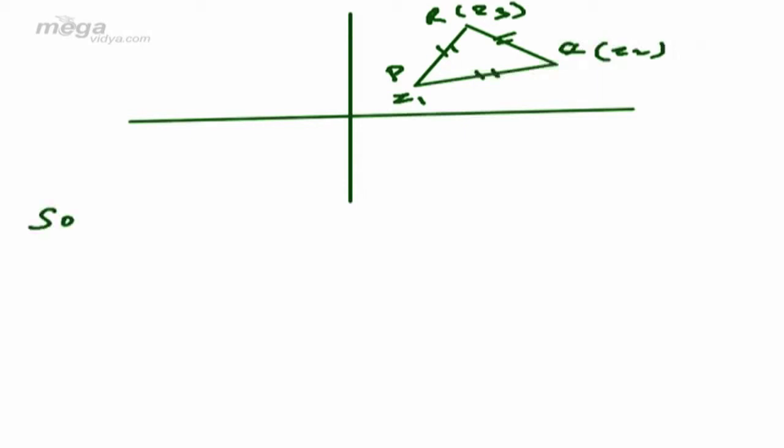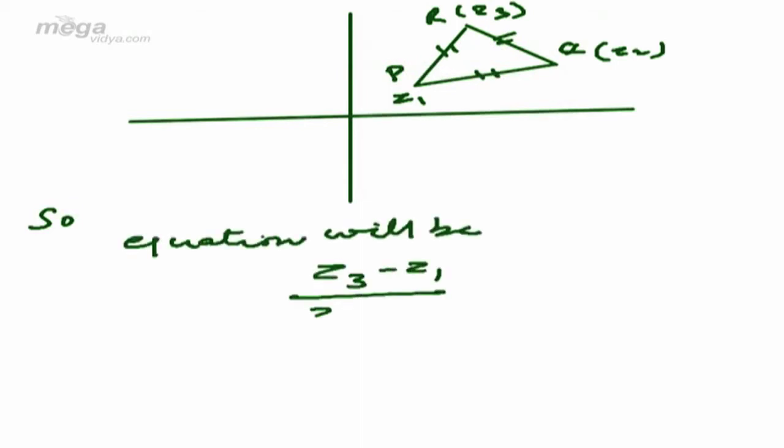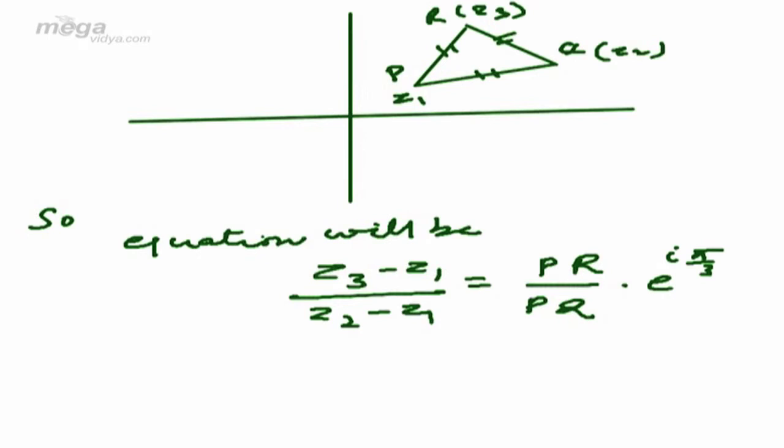So first of all, we will apply Euler's theorem at the point P. The PQ line side is rotated through an angle 60 degrees to the final position, that is PR. So the equation will be Z3 minus Z1 divided by Z2 minus Z1 is equal to length PR divided by PQ into e to the power i pi by 3. Pi by 3 is the angle between the two sides. We have applied Euler's theorem at the point P.